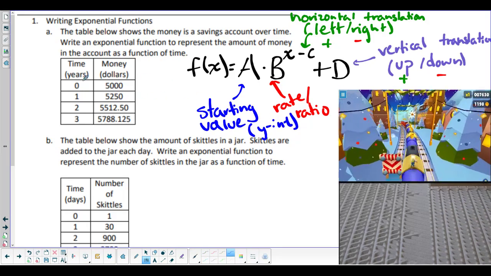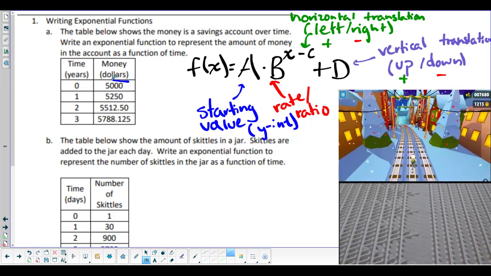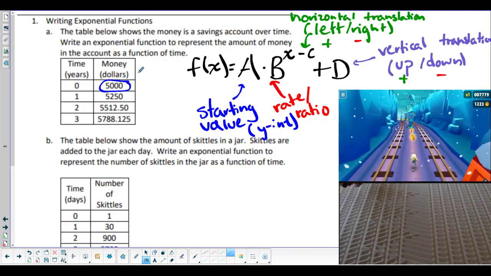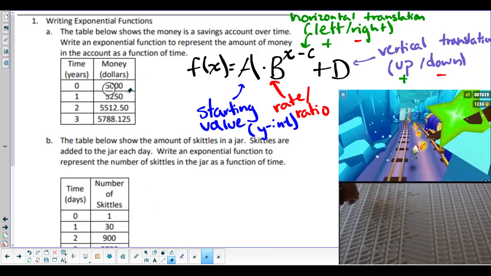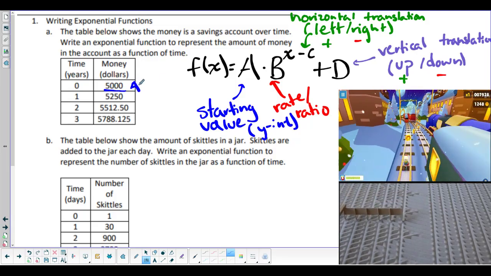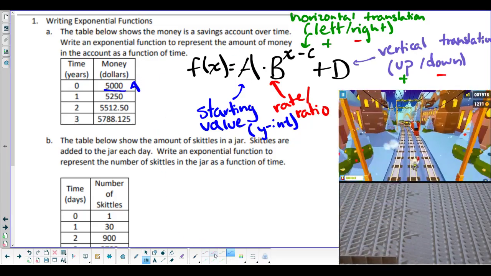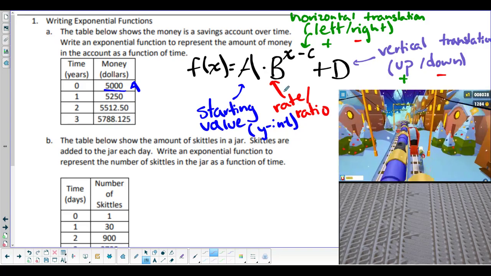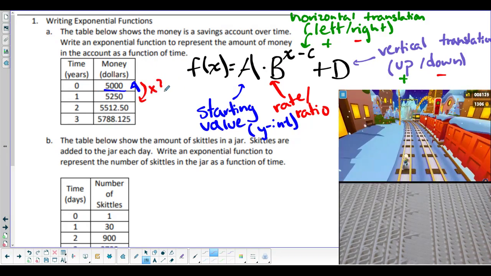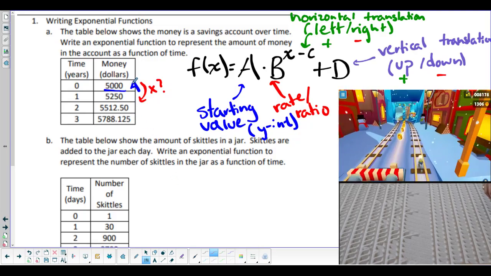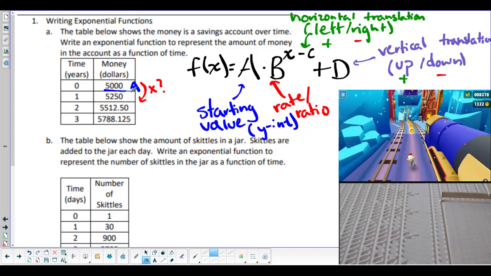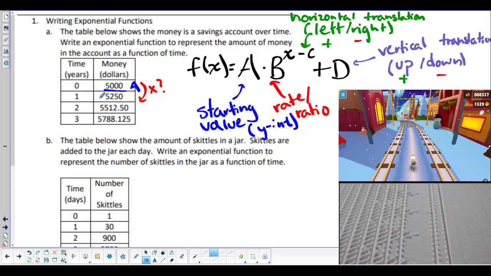Well, the starting value is what happens when time is 0. And so in this first scenario, without even reading the problem, the savings account over time, money is exponentially growing. I can tell you that my a value is going to be 5,000. That's going to be a in this equation. So all I really need to figure out is b, the rate, what I'm multiplying by. Really what I'm trying to figure out is what do I have to multiply by to get from 5,000 to 5,250? Well, the way to figure that out is to think about it backwards.